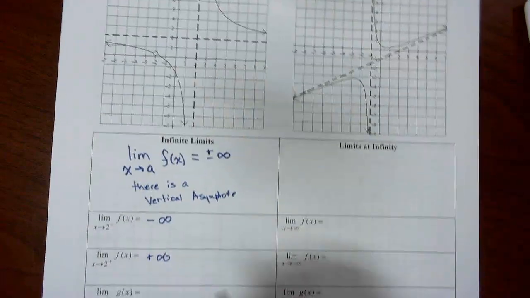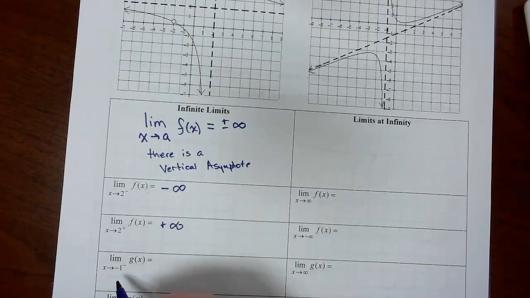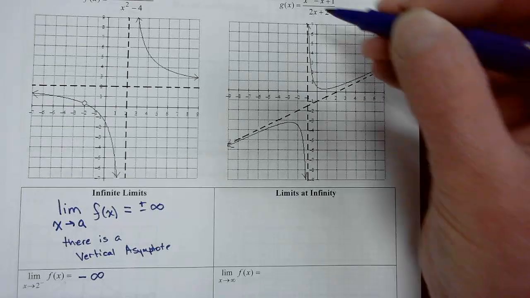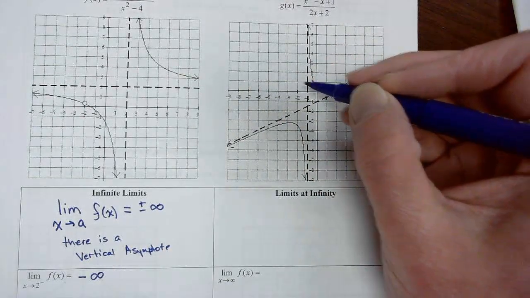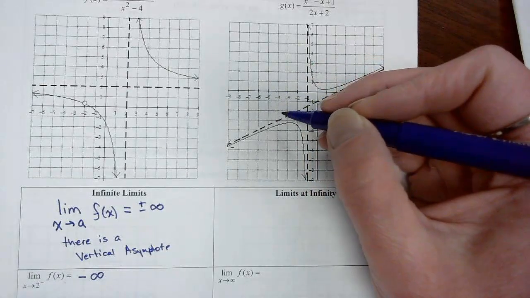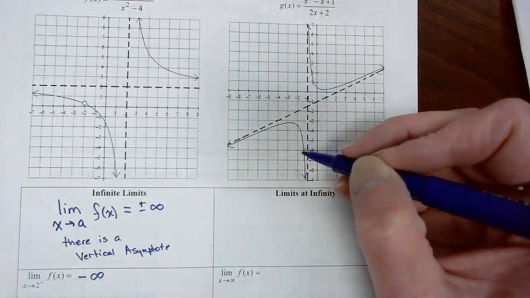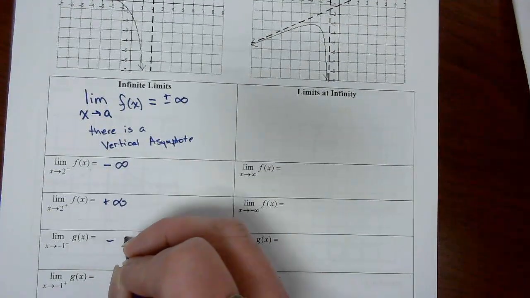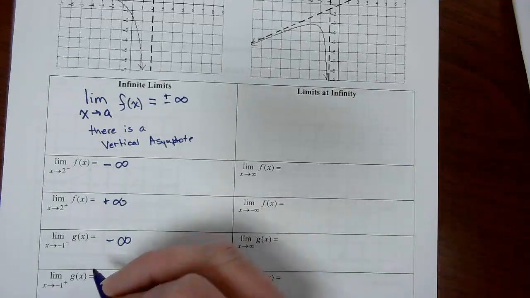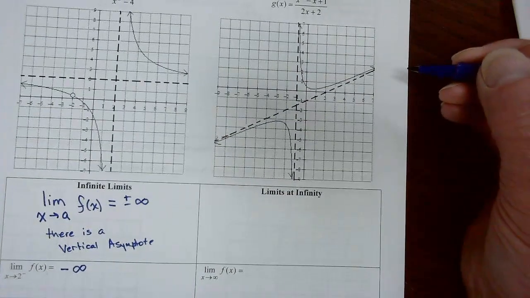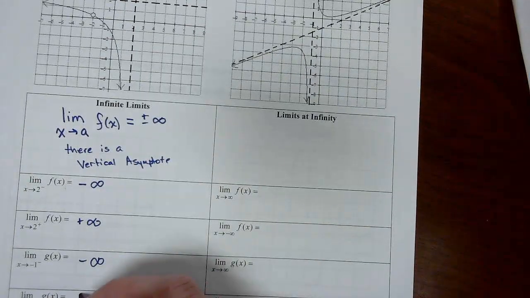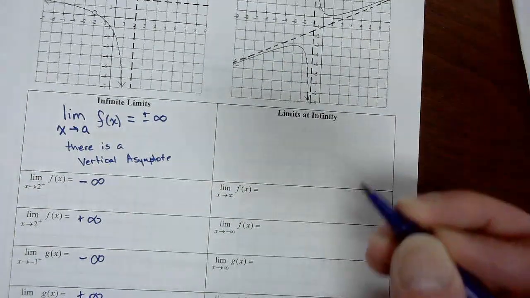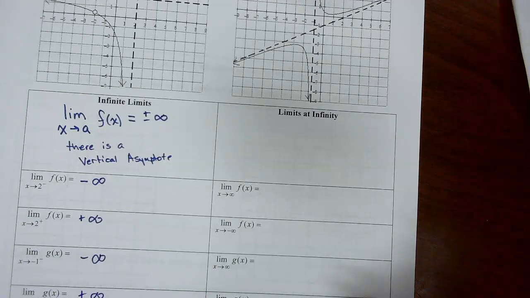Let's look at the other one. So g of x as x approaches negative 1 from the left. As we approach x value of negative 1 from the left side, my graph goes down, down, down, down, down. It's going to negative infinity again. As we approach negative 1 from the right side, it goes shooting up. It goes to positive infinity. And again, I have a vertical asymptote at that x value.